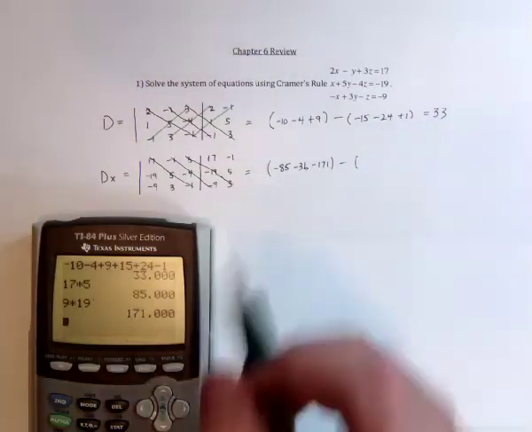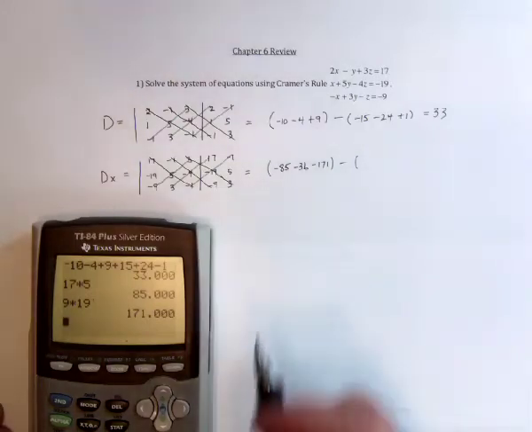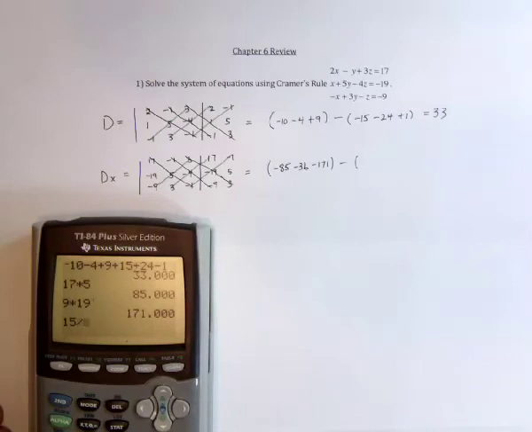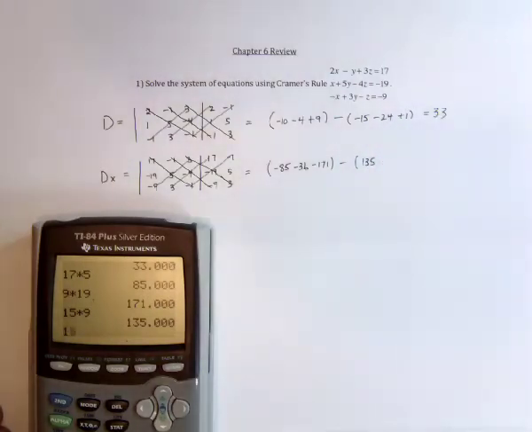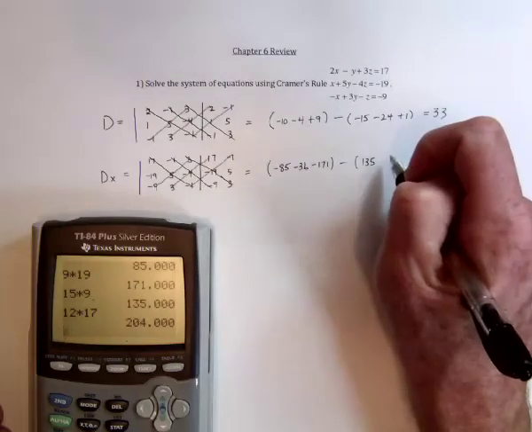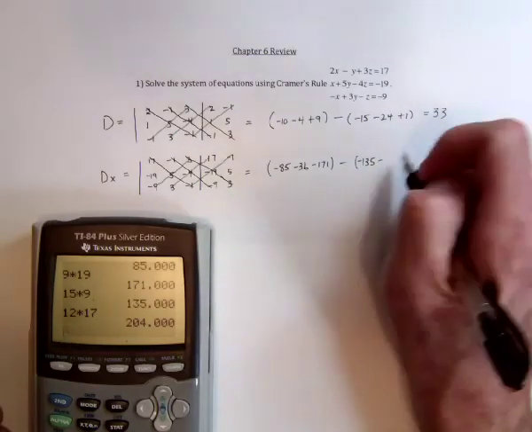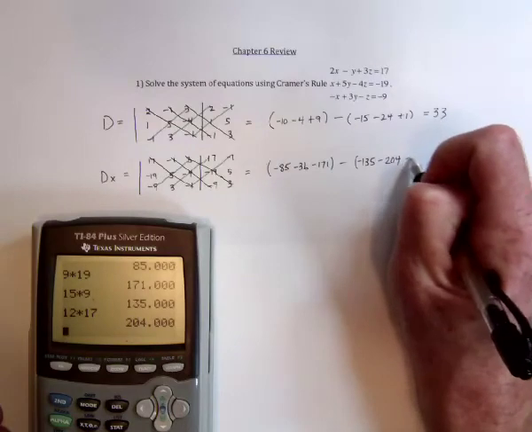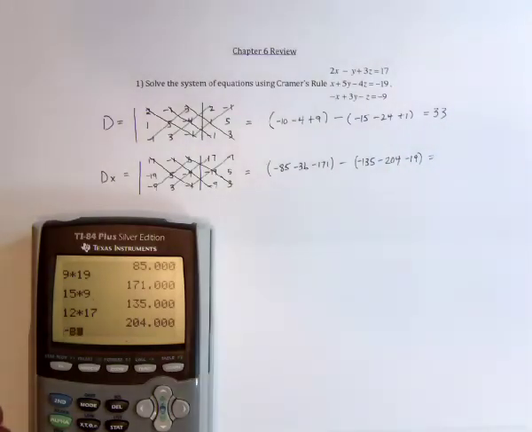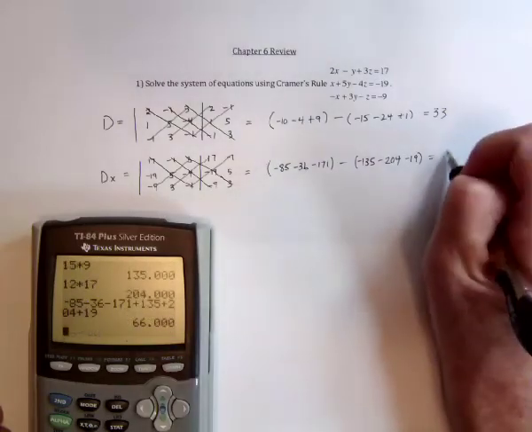Next, for the minor diagonals, these guys in green, there's 15 times 9, there's 12 times 17, the 12 times 17 is negative, the 135 was also negative, and then lastly a 19 with 3 negatives. And then change the signs. So 66.